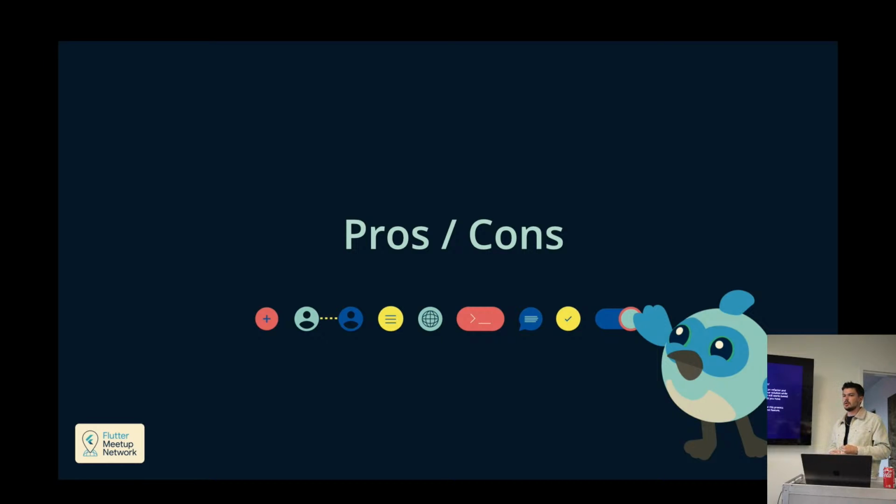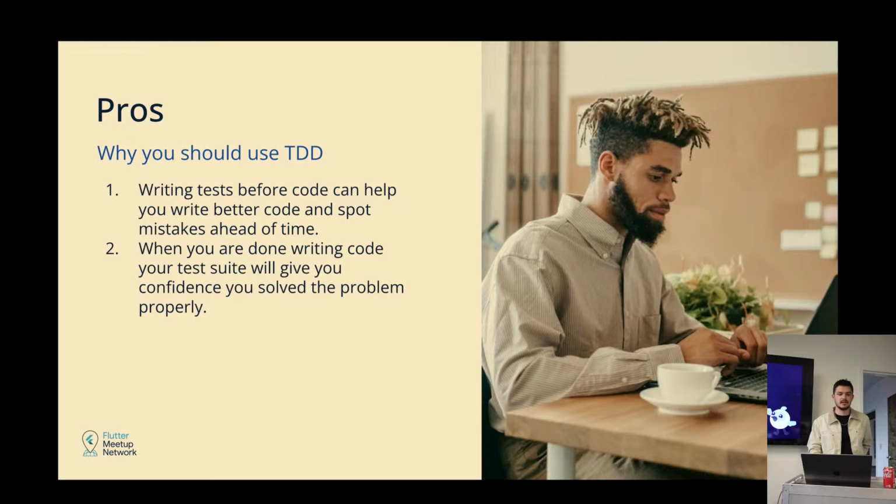So what are some pros and cons of test-driven development? I just have a couple main ones here. The pro, why you should use test-driven development, is writing tests before your code can help you write better code and spot mistakes ahead of time. A lot of times when you see all of the various test cases before you write the code, you're able to ingest it differently and have better foresight. So you're more likely to avoid silly mistakes when writing your code the first time.